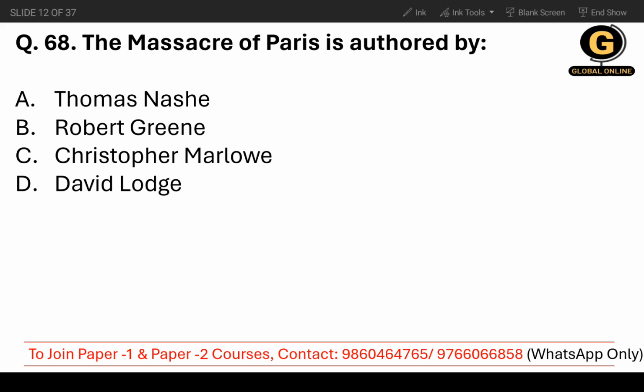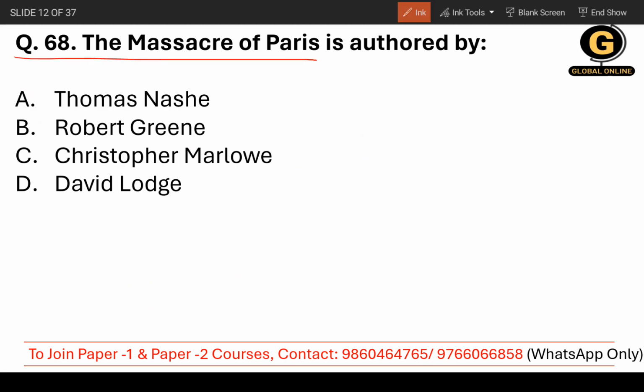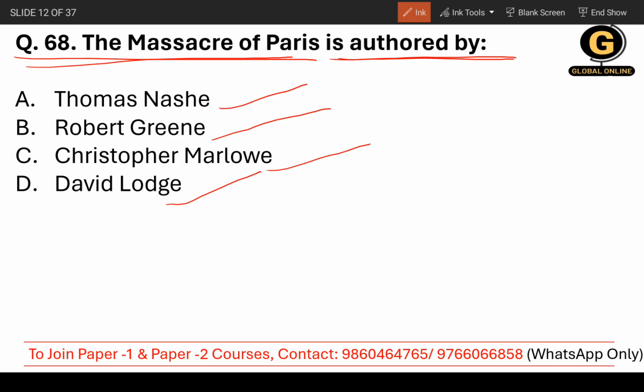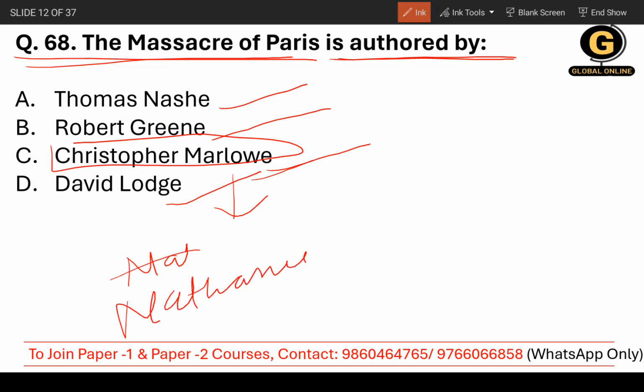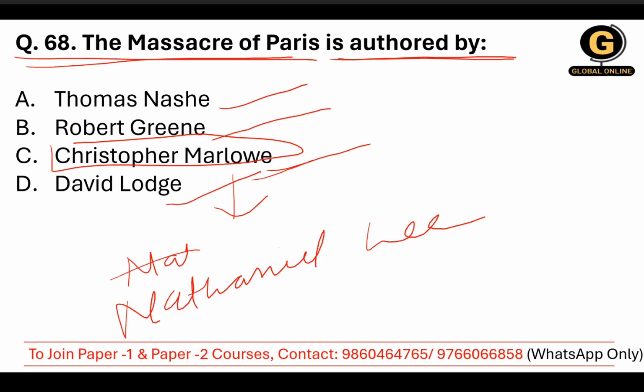Moving on. The Massacre of Paris is authored by whether it's Thomas Nashe, I hope you do know that, Robert Greene, Christopher Marlowe or Thomas Lodge. Christopher Marlowe. Okay. And there was another writer, Nathaniel Lee, also associated with it.